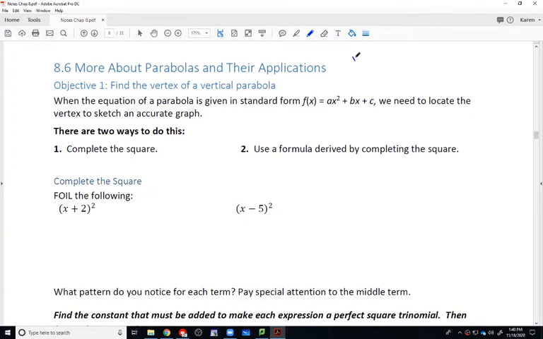So now that you've mastered graphing a parabola in the vertex form, which is a times x minus h all squared plus k, now we need to learn how to graph parabolas that are in standard form. So ax squared plus bx plus c.